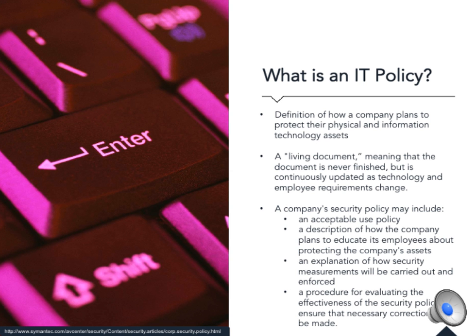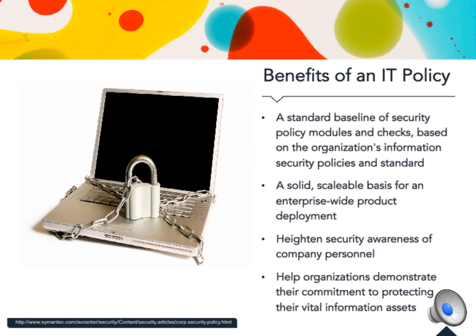Now that we've looked at an IT policy framework, how do you actually define an IT policy? An IT policy is the definition of how a company plans to protect their physical and information technology assets. This should act as a living document, meaning that the document is never finished, but it is continuously updated as technology and employee requirements change. A company's security policy may include anything from an acceptable use policy to an explanation of how security measures will be carried out and enforced, or even a procedure for evaluating the effectiveness of security policy.